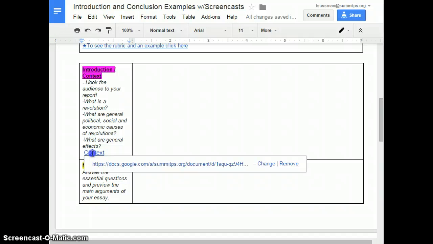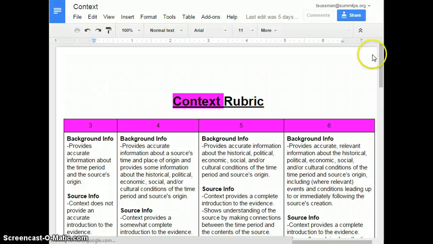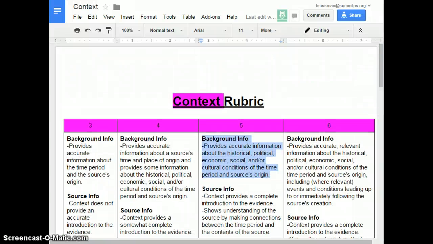Let's jump onto the context task card to get an understanding of what should be in this section. Okay. Shooting for a 5 or 6, our context needs to provide accurate information about the historical, political, economic, social, and/or cultural conditions of the time period and source's origin. We don't actually have a source here. We're sort of thinking of the topic of the revolution in general, so we don't need to consider this part. But instead, we're going to consider the background info that our readers would need to know about revolutions in order to understand what's going to come throughout the course of this essay.